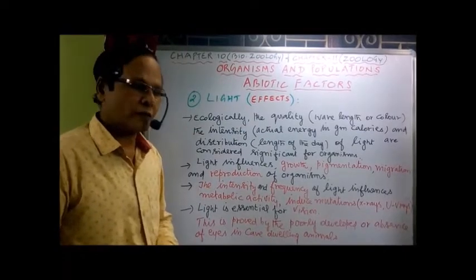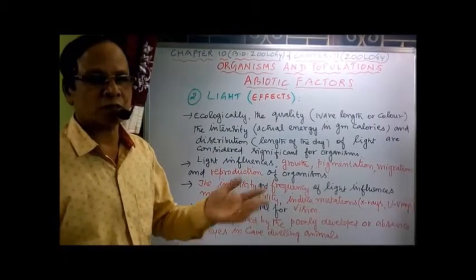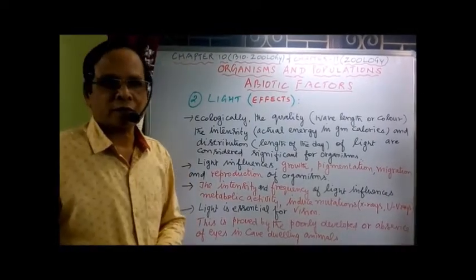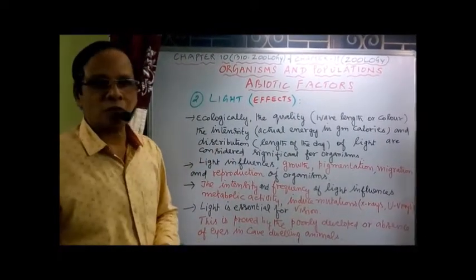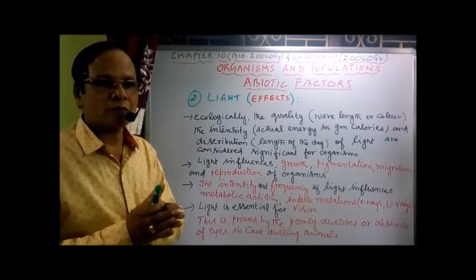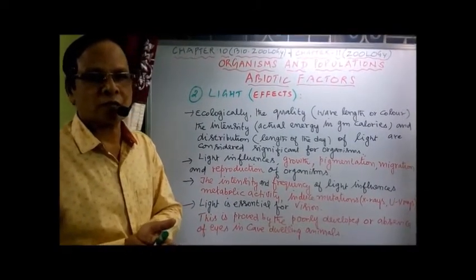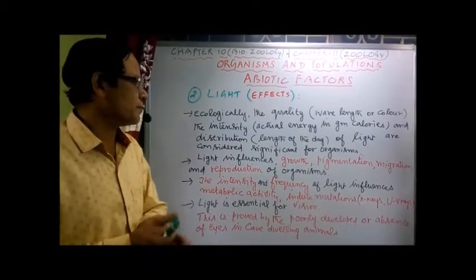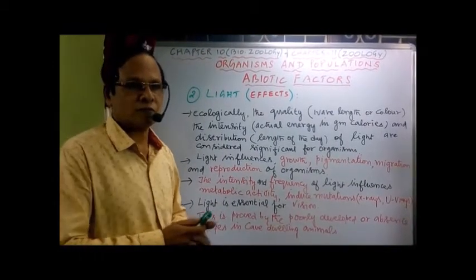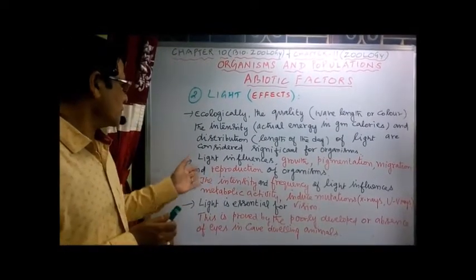All these factors of light, quality, intensity and distribution, are considered significant and essential for an organism. Now what are the other effects of light? Light influences the growth of an organism, and pigmentation. The organism which is exposed to light is more pigmented, and when light is absent, for example in the case of cave-dwelling animals, the pigmentation becomes less. Then migration. Bird migration over long distances is influenced by the effect of light. That is lunar rhythm. Then also we have reproduction.